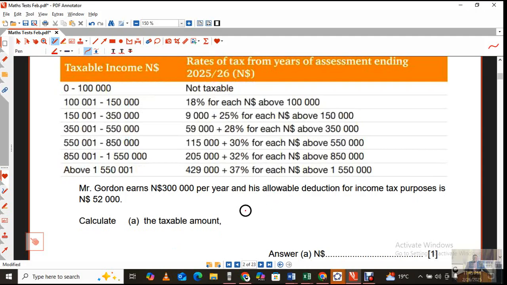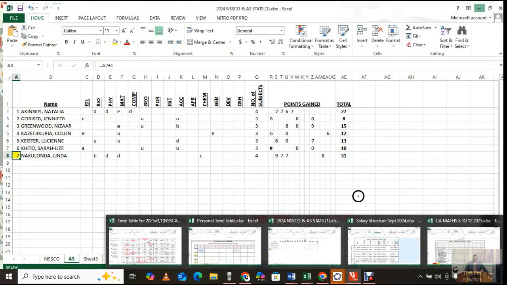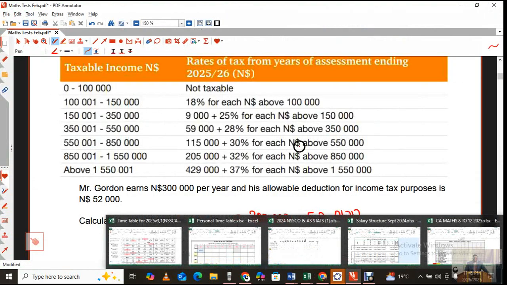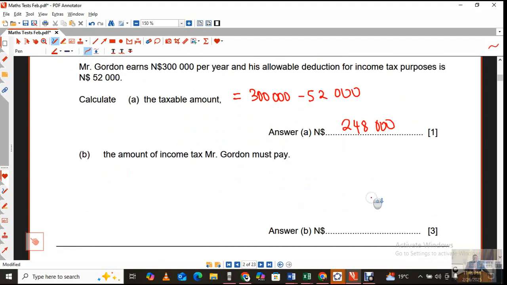So that taxable amount means that you are supposed to say, wait a minute, before I even consider going to the tax rate and see where he falls, I need to remove the stuff that should not be taxed at all. Now, finding the difference there, you're going to have a difference of 248,000. Okay, but that's not all. So that is one mark.